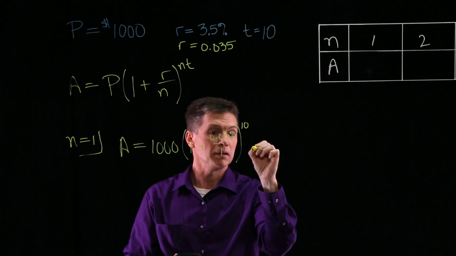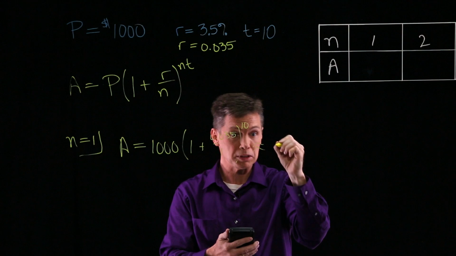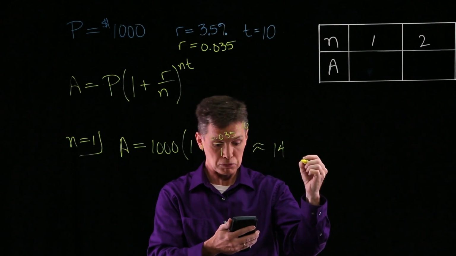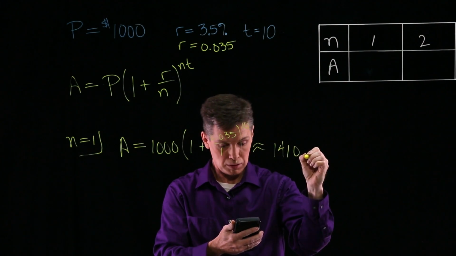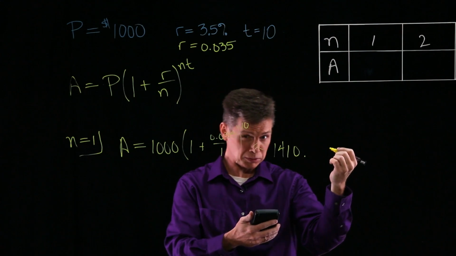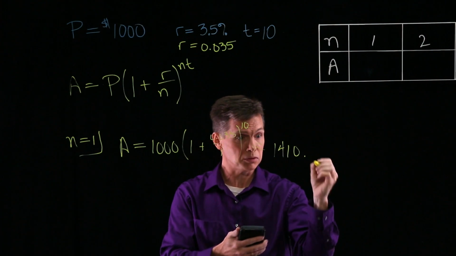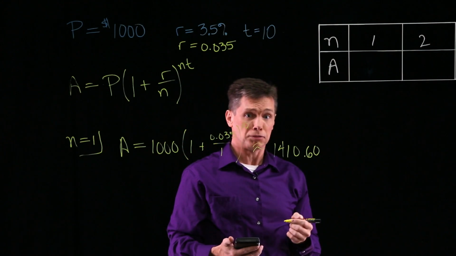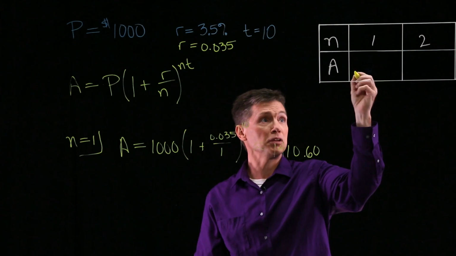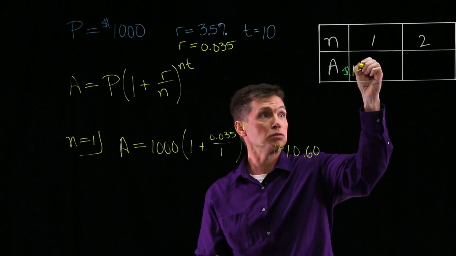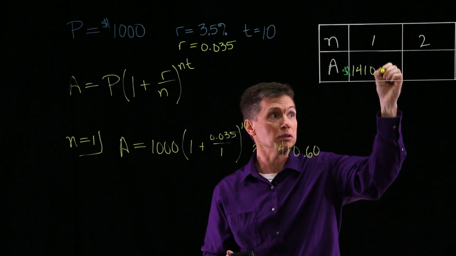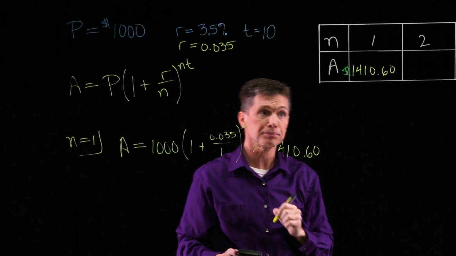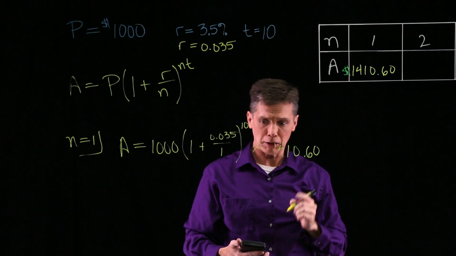And I am getting approximately, because I'll have to round here, 1,410. 2 decimal places make sense if it's dollars and cents, so this is going to go to 60 cents. All right, that's our first answer to fill in this table. I'm going to put a 1410.60. Okay? All right, got the ball rolling.